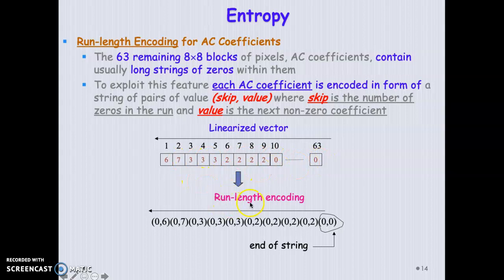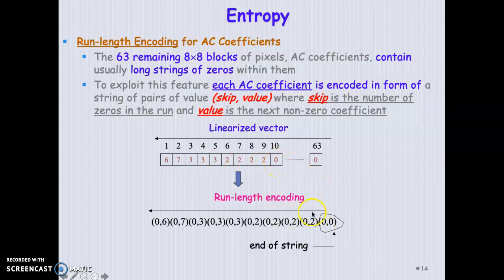So in RLE, what you will do is pair the value of skip and value. Skip is the number of zeros. Since there is no zero here, you write it as 0, no zero, and the next value is 6. Same here: 0 7, 0 3, 0 3, 0 3, 0 2, 0 2, until 0.